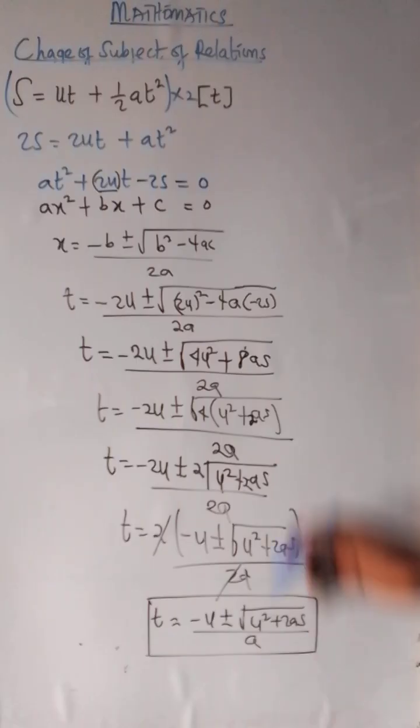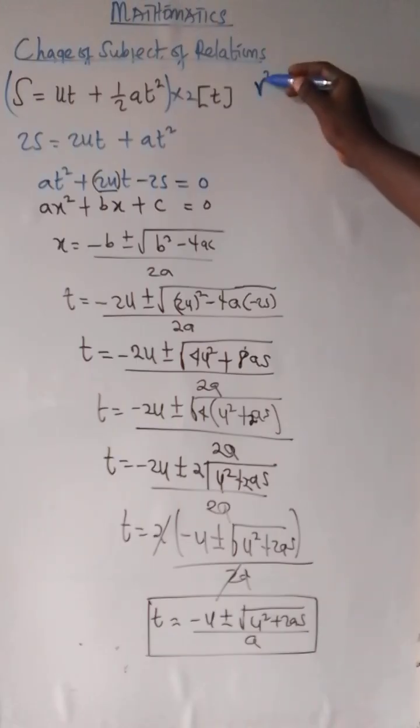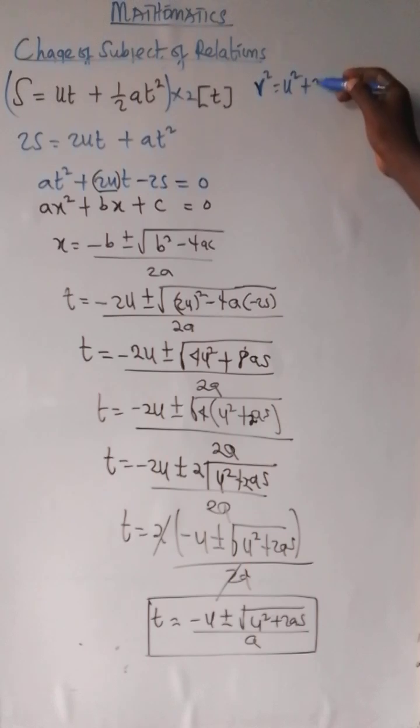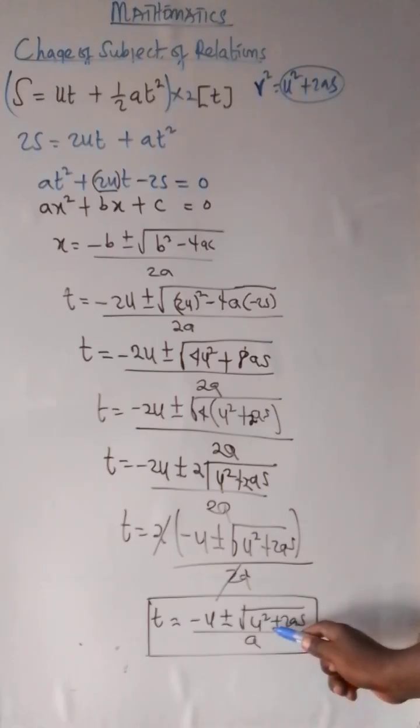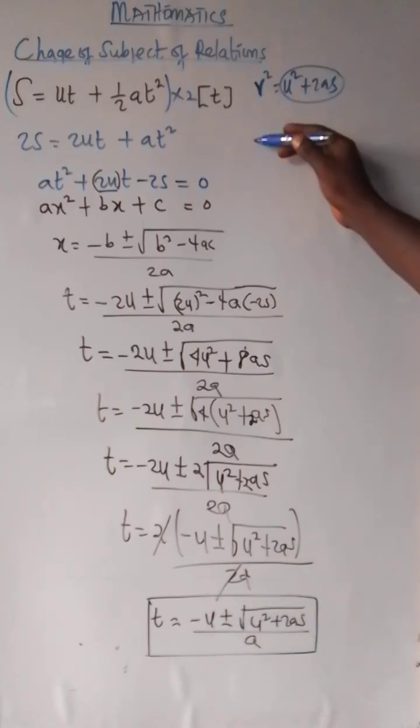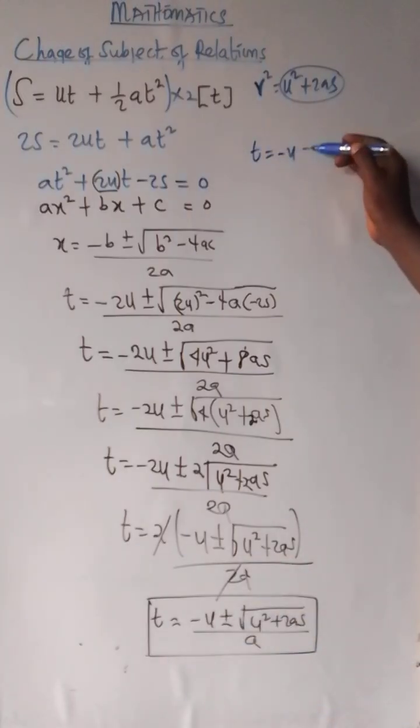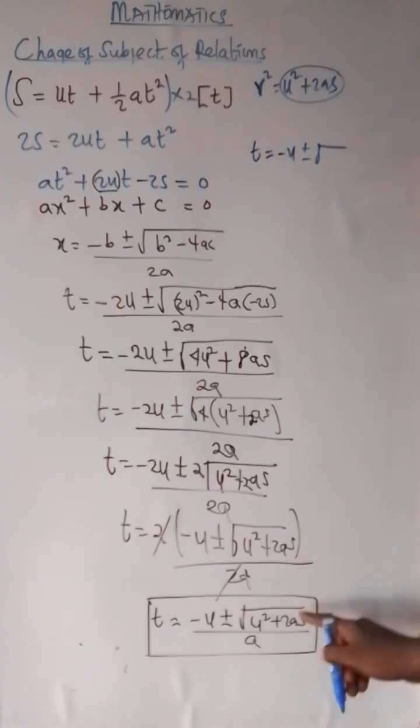If you recall, one of the equations of motion is v squared equals u squared plus 2as. If you are not a physics student, you can just end the video and go and play. But for a physics student, let's see something beautiful come out from here. So this is one of the equations of motion. From here, I can replace this u squared plus 2as with v squared. So this becomes t equals minus u plus or minus the square root of everything here becomes v squared over a.